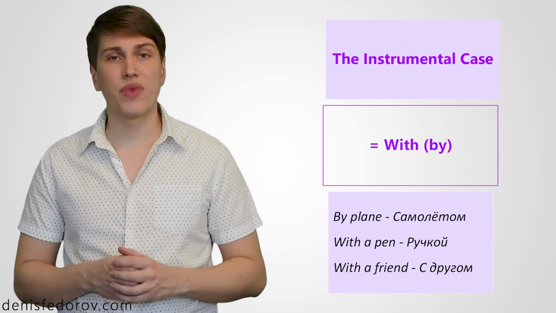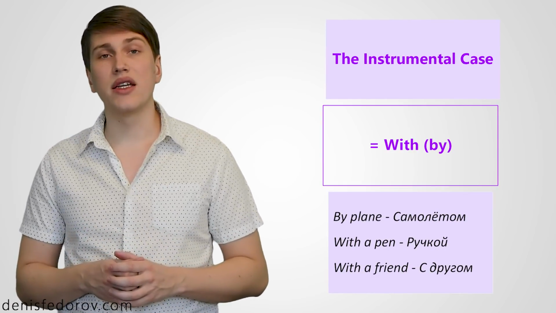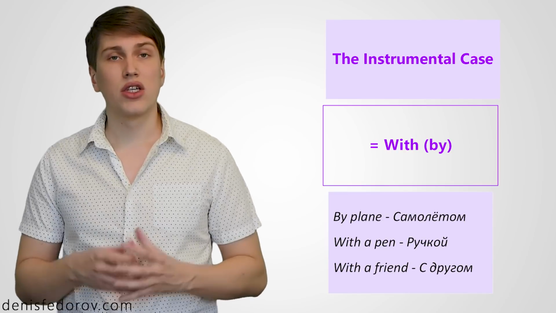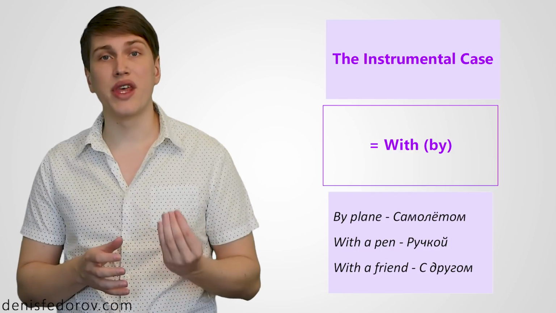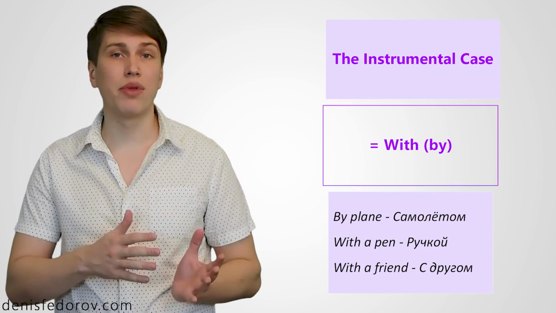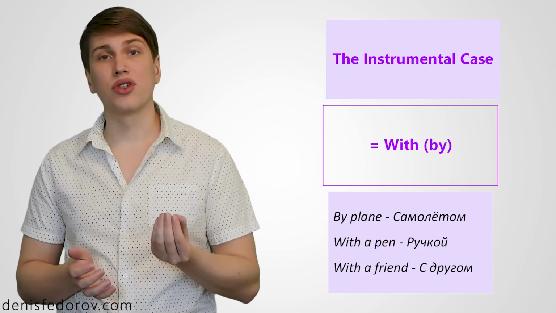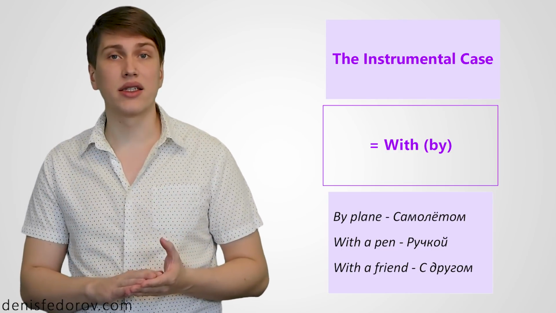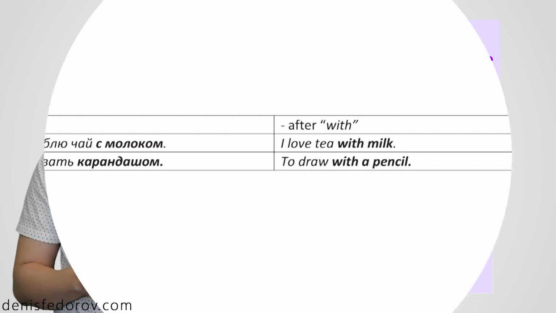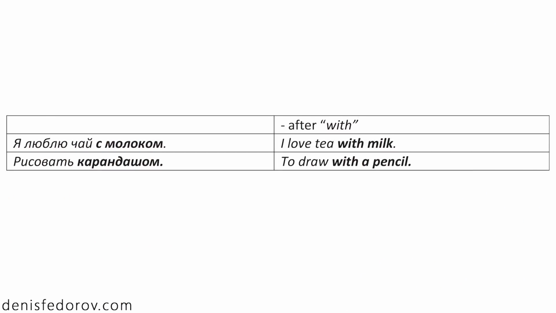Okay, the next case. The instrumental case denotes an instrument used in the action. So the instrumental case is used to describe the means by which the action is performed, for example, writing with a pen, or to describe accompanying things, but also in this "with" context, like "with a friend". So the main title example would be this, with context. Я люблю чай с молоком. I love tea with milk. Рисовать карандашом. To draw with a pencil.